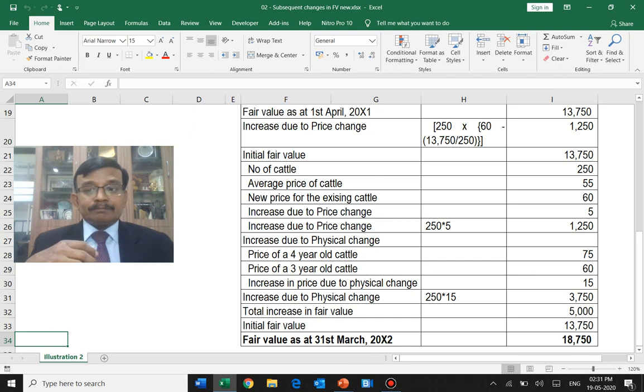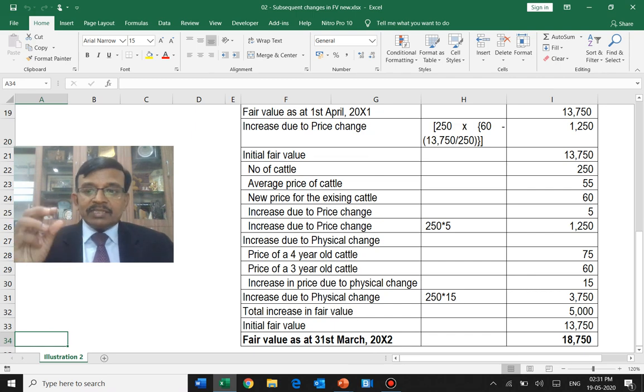And for us, the total increase is both price change as well as the physical change, which is the impact on the fair value change. 1,250 plus 3,750 is 5,000. What is the initial fair value? That is 13,750. So what is the closing fair value? Opening fair value plus whatever is the increase in fair value becomes 18,750. So what goes to the P&L account? 18,750 is the closing one.